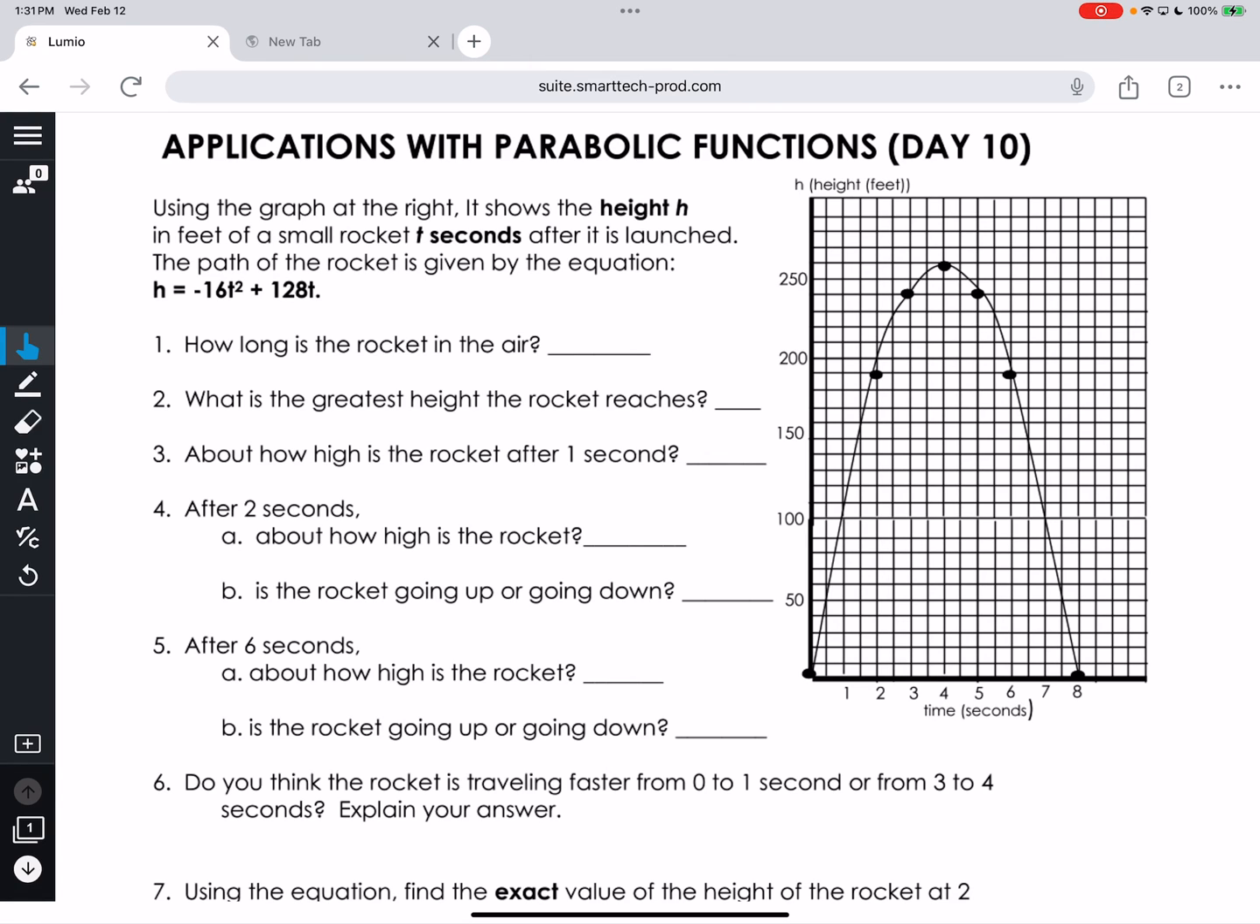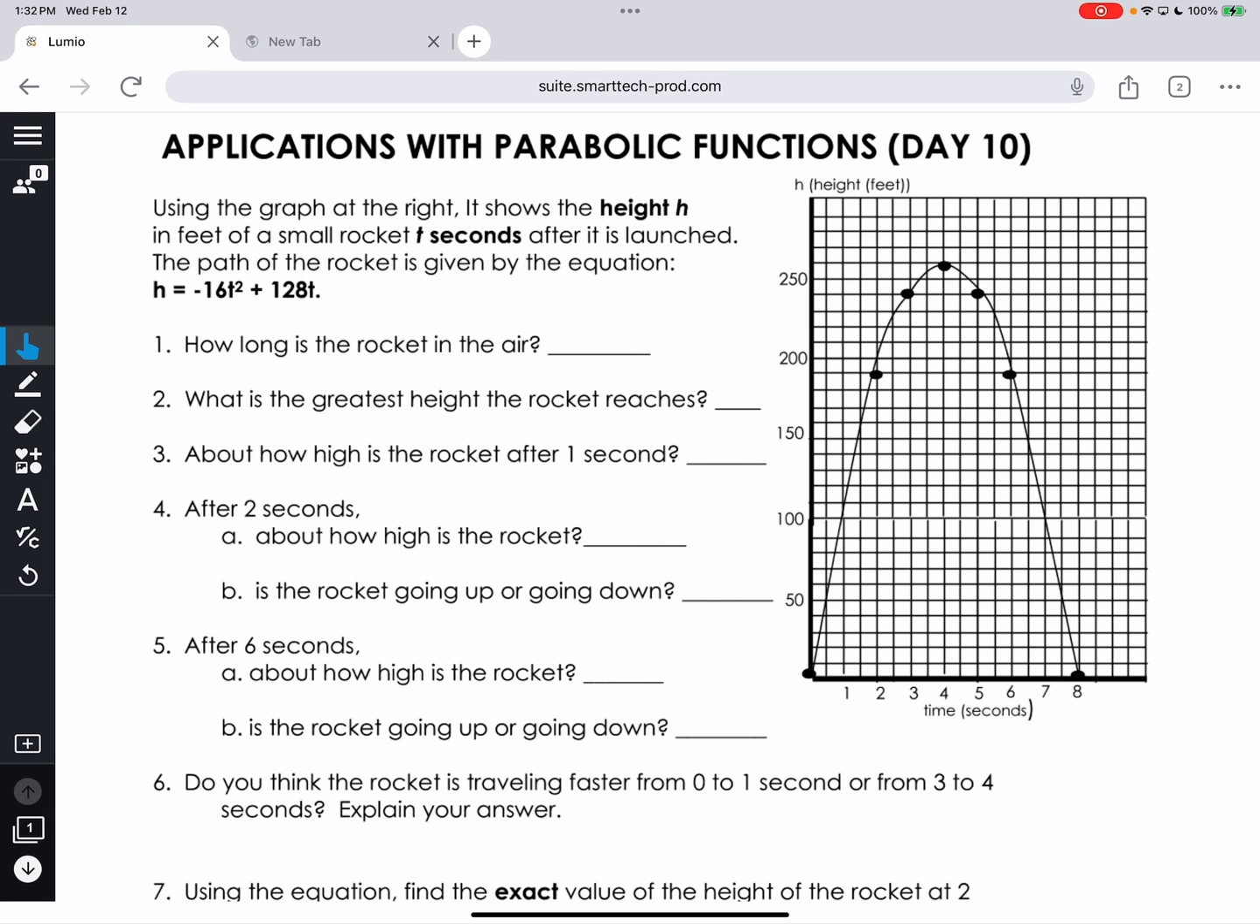First problem that we're going to work, we already have a graph. So we're going to be answering a lot of questions from the graph. Notice we're talking about a small rocket, and it has the height, h, in feet of a small rocket, t for seconds, that's our time, after it is launched. And the path of the rocket is given by the equation h equals negative 16t squared plus 128t.